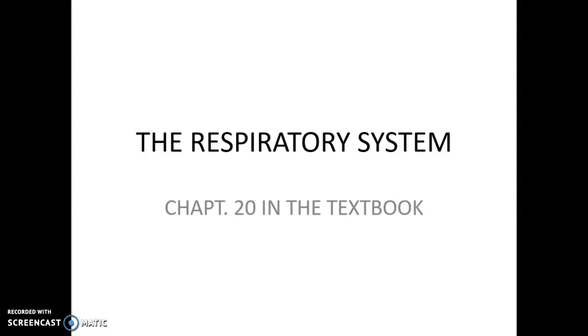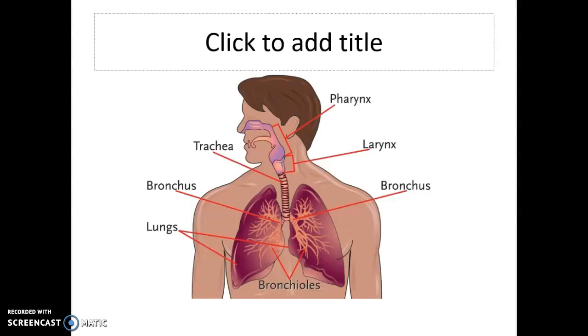The Respiratory System, Chapter 20. Let's first look at the diagram of the respiratory system. Oftentimes when we think respiratory system, we think just lungs, but it really includes so much more than that.